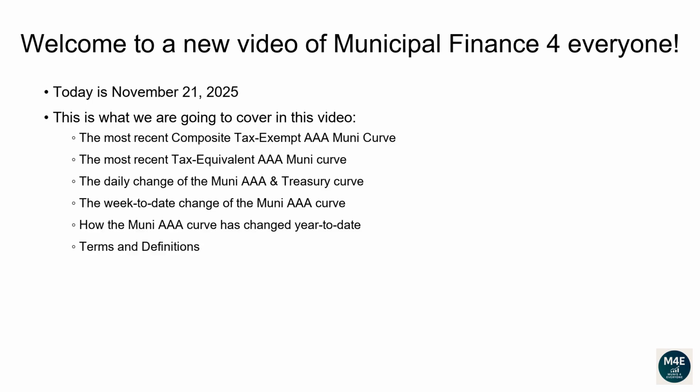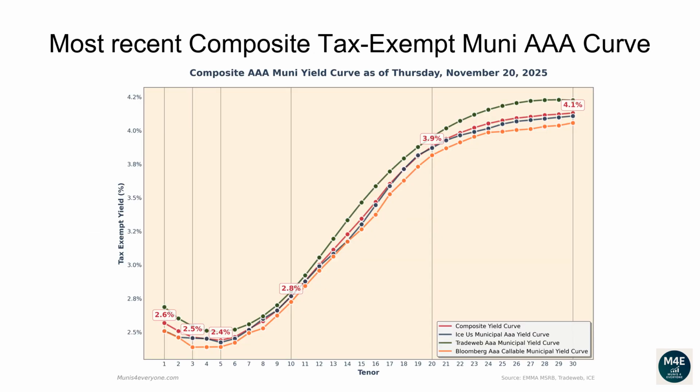Terms and definitions. Let's go over the most recent composite tax-exempt Muni AAA curve. The following composite tax-exempt yield curve is based off the most recent ICE, TradeWeb, Bloomberg yield curves that are available on the MSRB website, plus some proprietary extra adjustments, as of November 20, 2025.